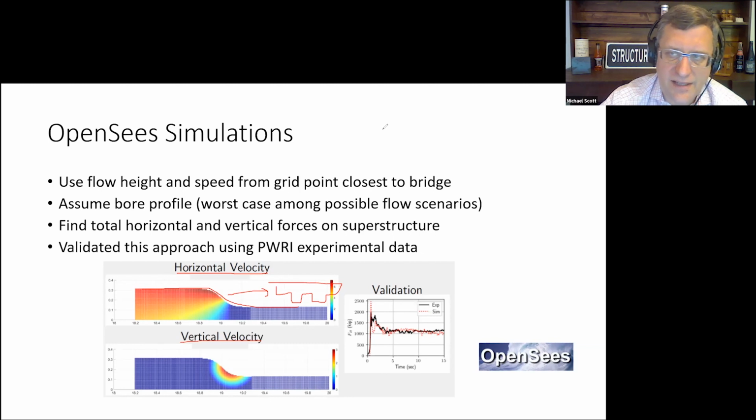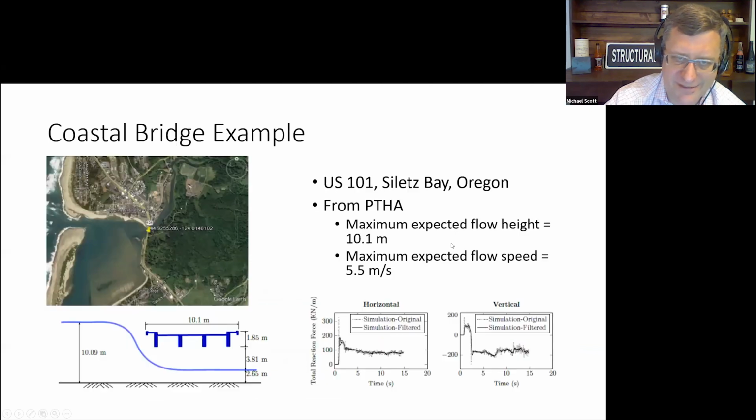Okay, so that was our approach to do a bunch of real bridges under different scenarios for different flow heights and speeds, and then find the horizontal and vertical forces. This simplified approach was also found to be good compared to the experimental data. So it gave us confidence that this assumed bore, with horizontal and vertical velocity gradients, was a good representation of the dam break or the full 30-meter end-to-end simulation. So we can do a bunch of these simulations to look at a lot of different bridges and not spend too much time and effort on that.